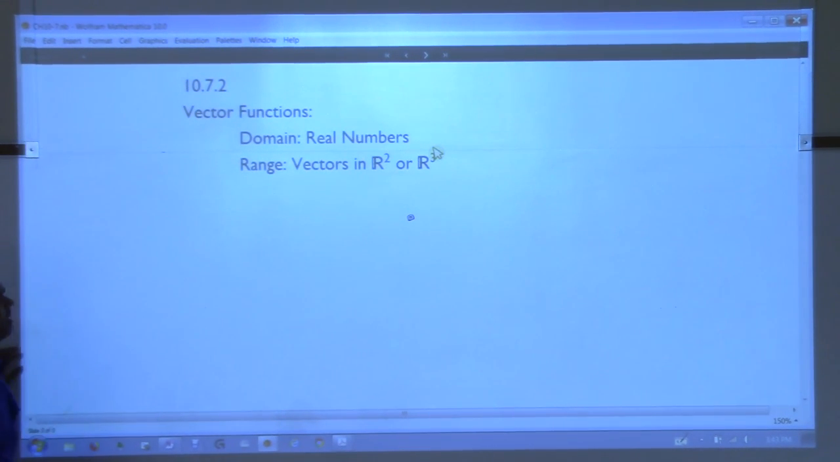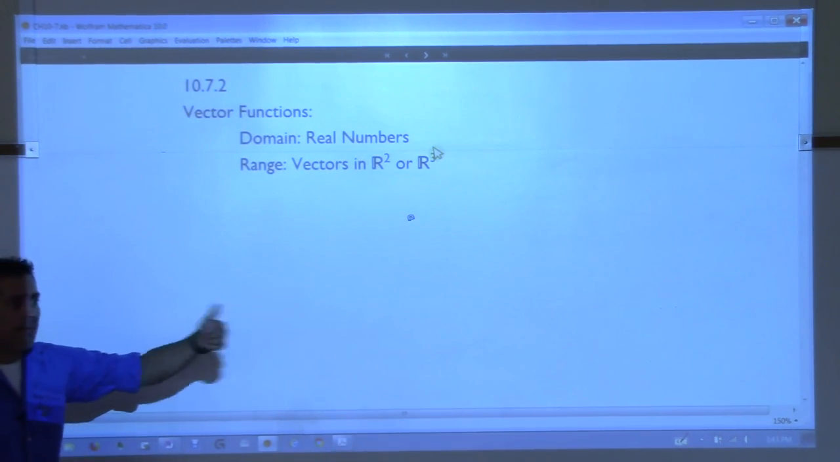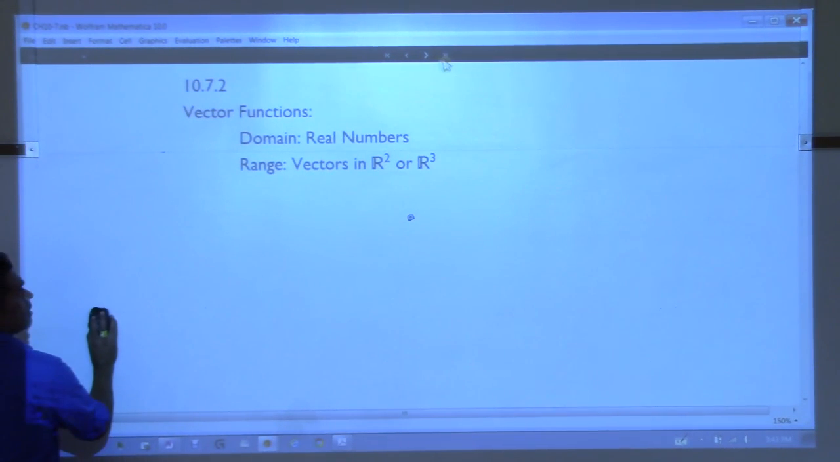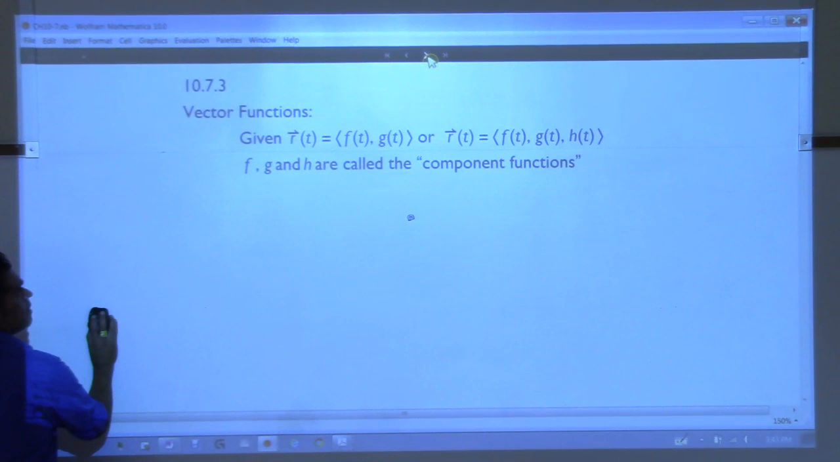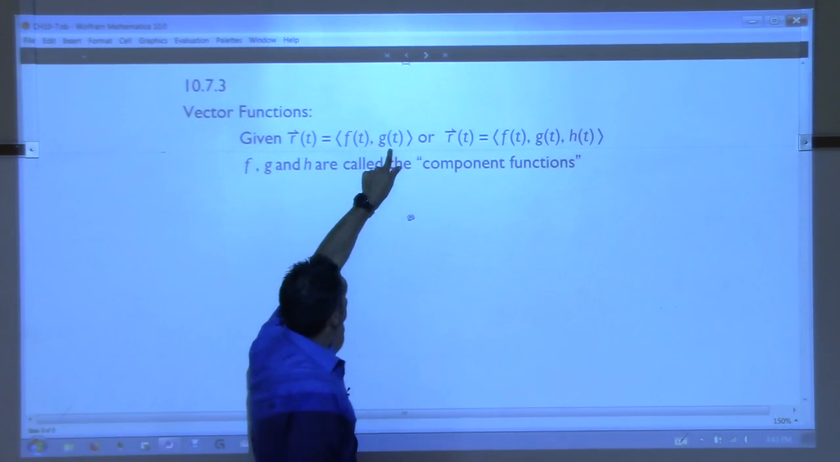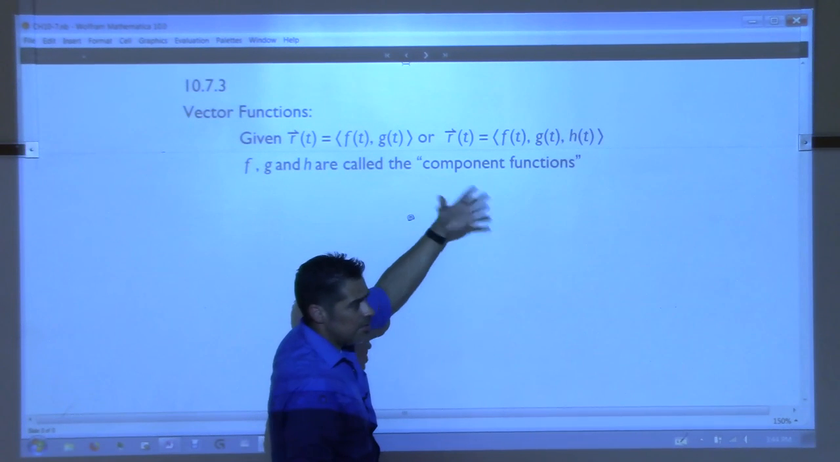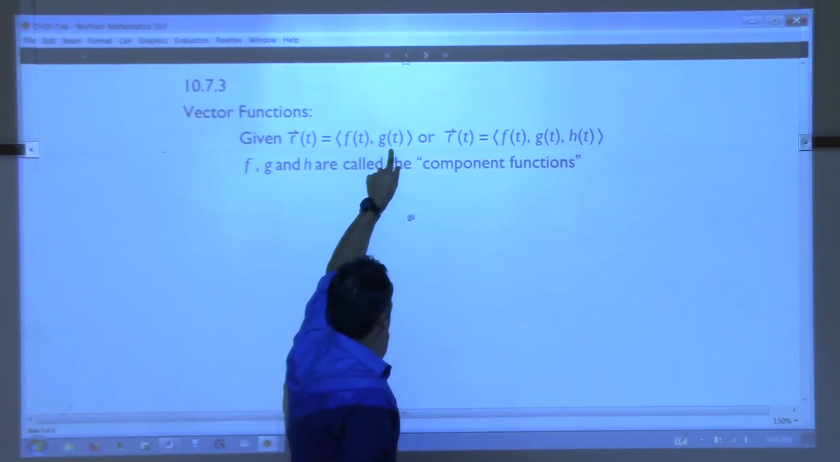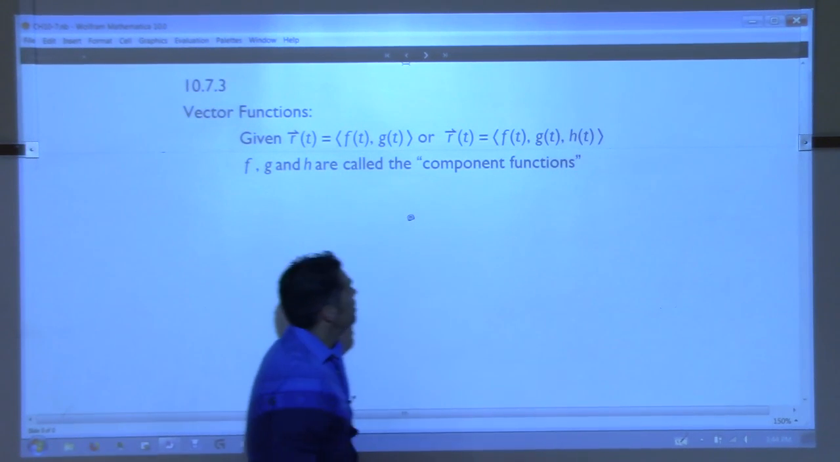Also important is to understand that the domain of a vector-valued function is a number. So a number goes in, then a vector is going to come out, and that vector is either going to be two-dimensional or three-dimensional. These functions are called component functions. That's just language. Okay, so we call this the first component, second component, right? First, second, and third.